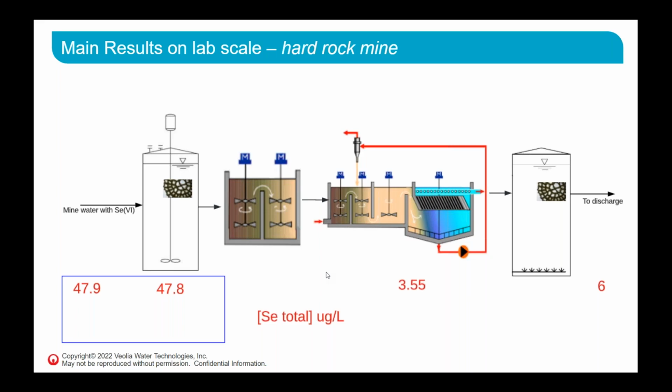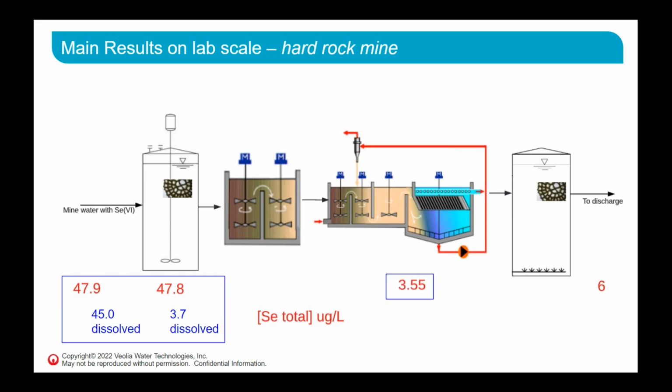I'll go into a little bit more detail for those two results. So out of the 48 ppb in the raw water, 45 ppb was dissolved selenium, as selenate. Going into the MBBR, we saw that the dissolved selenium was 3.7 ppb. So most of the selenium in that particular reactor was particulate. We measured it, but it wasn't dissolved.